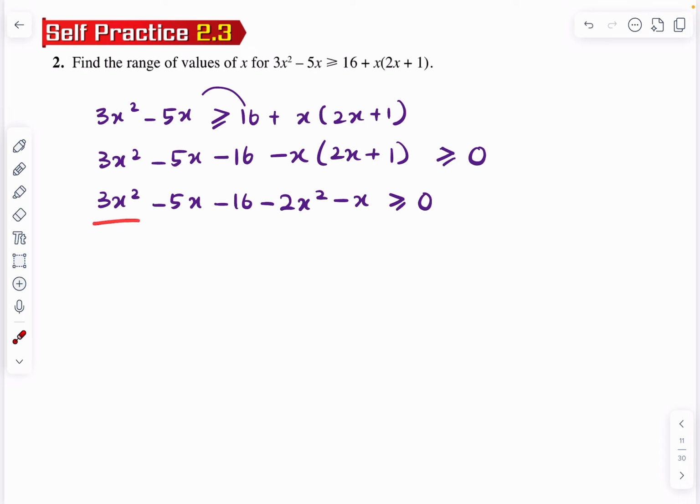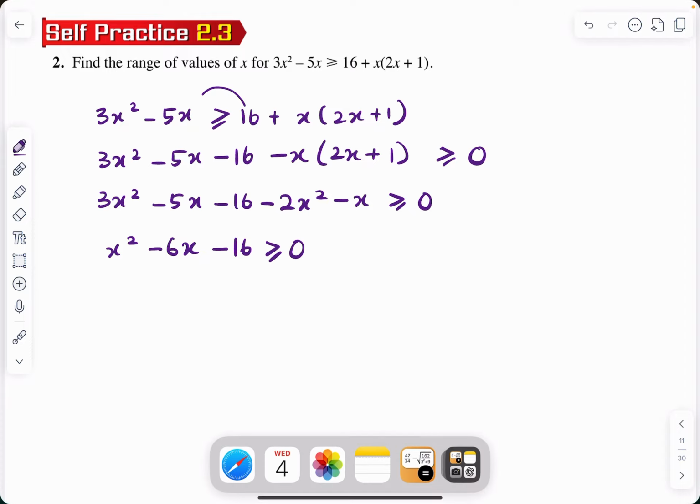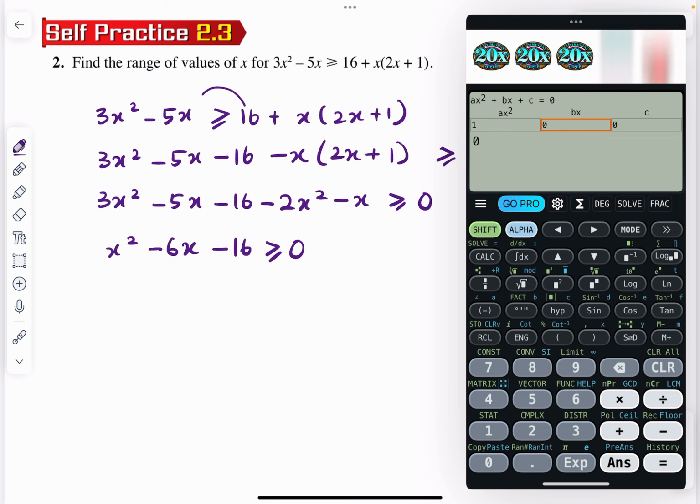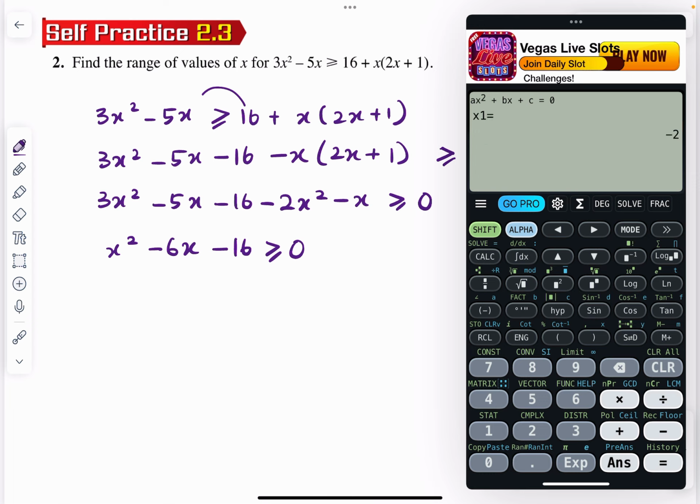Then the x squared and x squared we can minus off, so we get x squared. Negative 5x minus x is negative 6x. Negative 16 is just negative 16. Then we factorize this one. 1, minus 6 and minus 16.